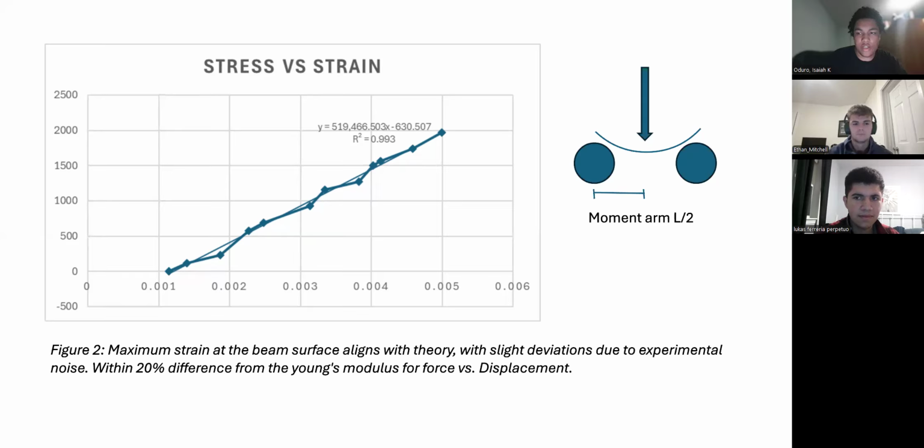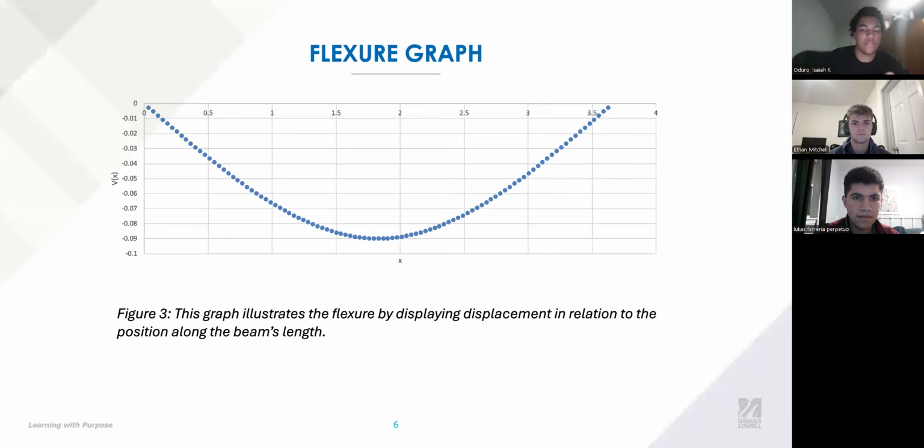As you can see, there's a small diagram of the layout of where the moment arm was and how the moment was taken around one of the rollers. The Young's modulus that we found was 519,000 psi, which is within a 20% difference from the original Young's modulus from the force versus displacement.